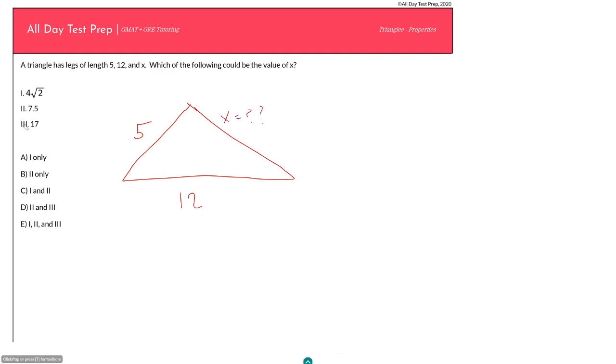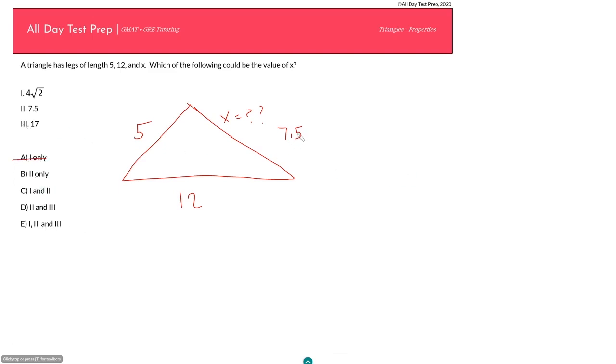So let's start maybe with our actual non-radical numbers first. So let's start at our second one. Is 7.5 possible? So if x is equal to 7.5, 5 plus 7.5 is 12.5, which is just barely greater than 12, so that works. 12 plus 7.5, remember, we have to check all three combinations. 12 plus 7.5 is definitely bigger than 5, and 5 plus 12 is definitely bigger than 7.5. So 7.5 seems to work, and so anything without a 2 we can eliminate. So A is out, and that is pretty much it.